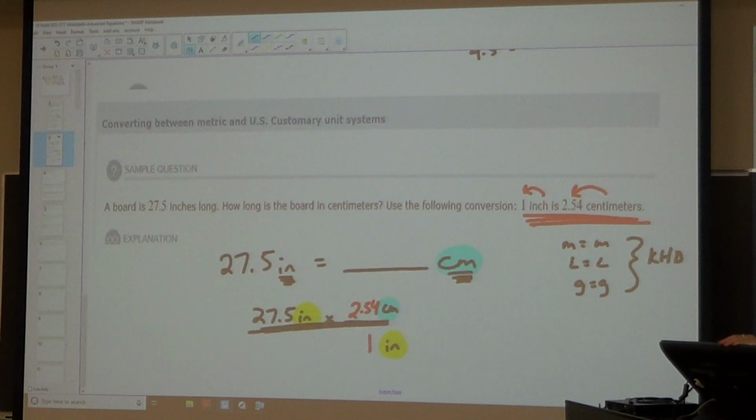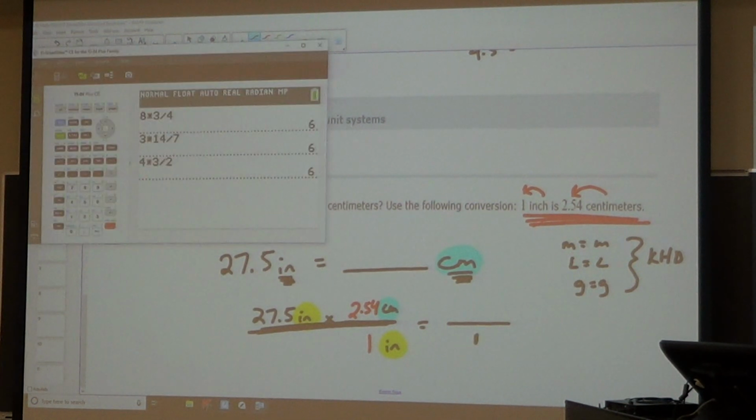Now, when I draw my line, and I do top times top over bottom times bottom, do you see that I'm left with a 1 in the bottom? And then when I do my top times top, it's 27.5 times 2.54.